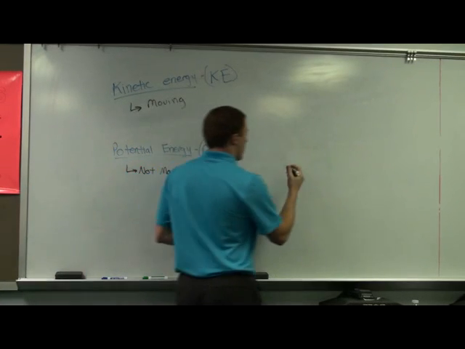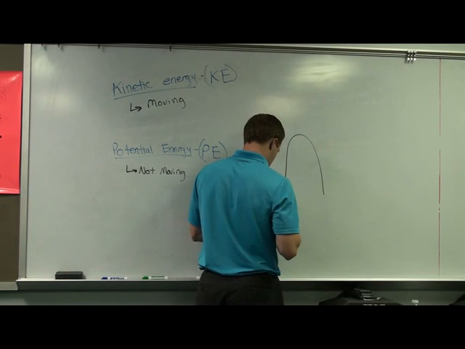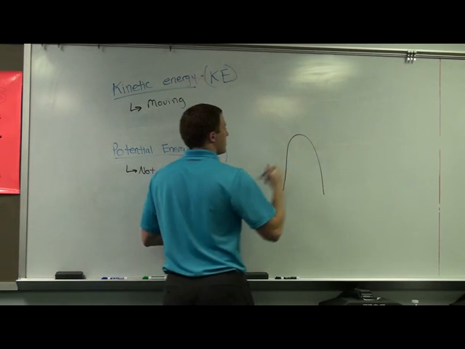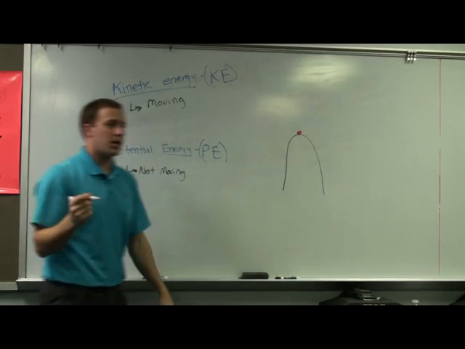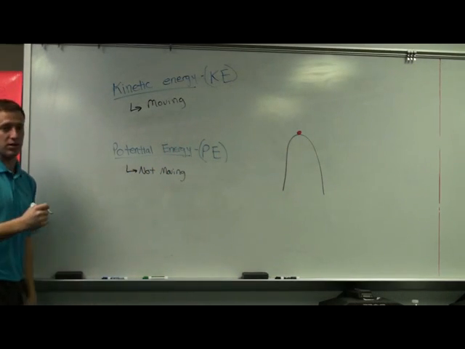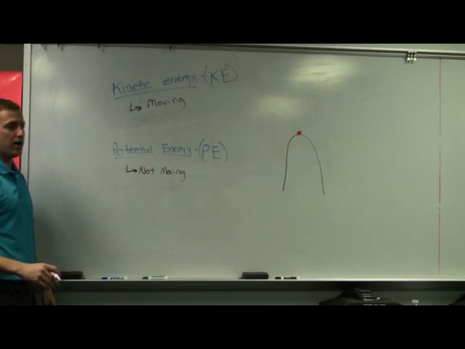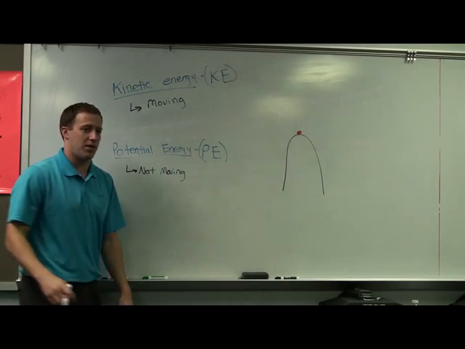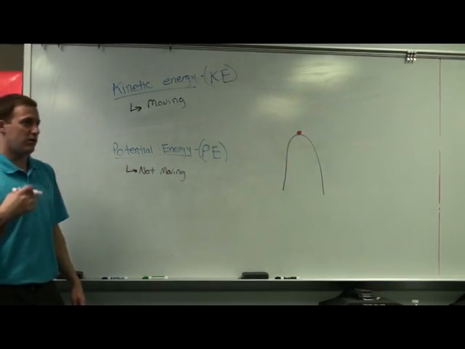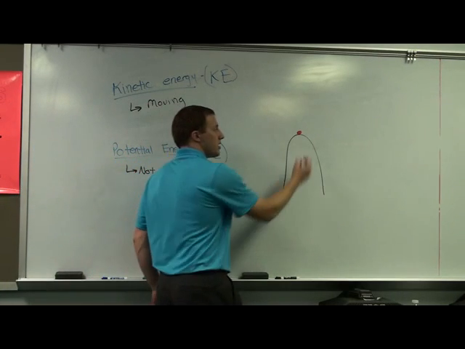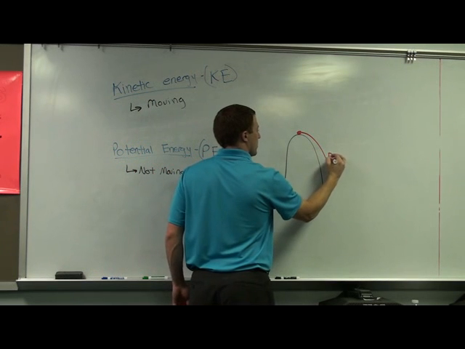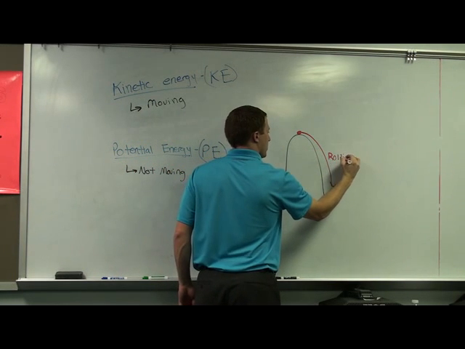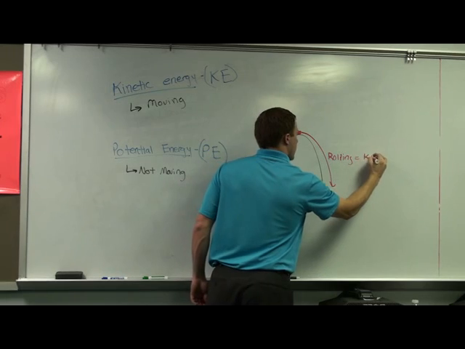So if you can think of a hill with a ball on top of the hill. Does this ball sitting on top of a hill have kinetic or potential energy? Potential energy, right? Because what if I just give it a little touch? What's going to happen? It's going to start rolling down the hill. Okay? So at the top of the hill it has potential. Once it starts rolling, it has what? Kinetic energy. Good.